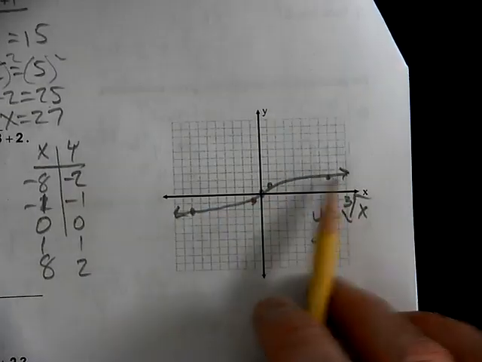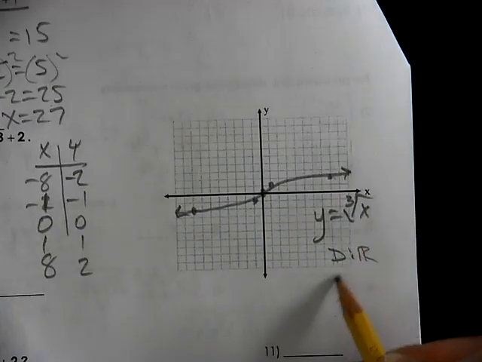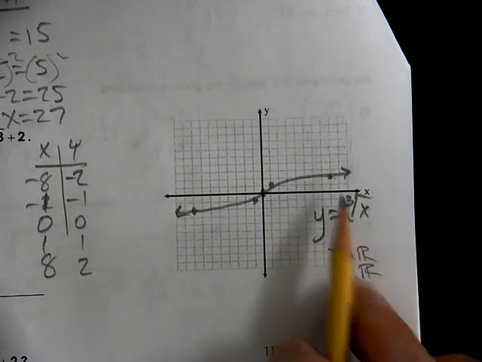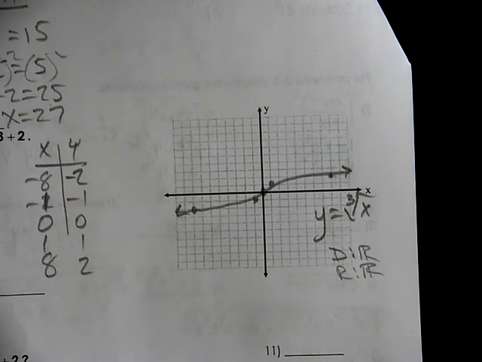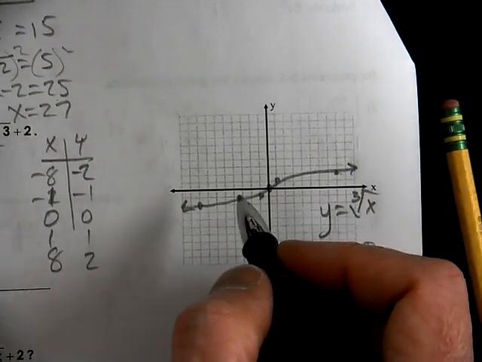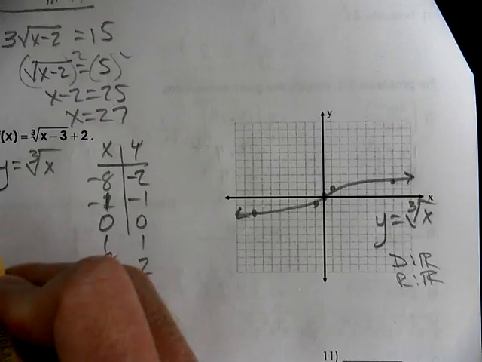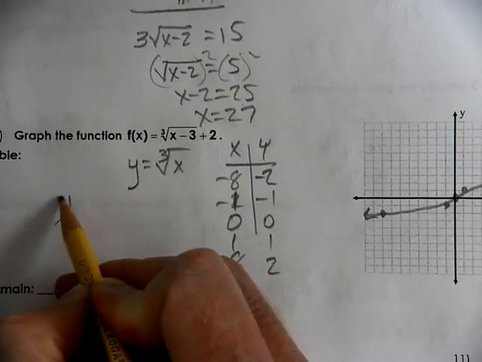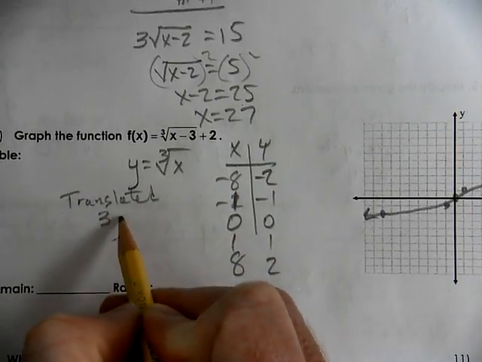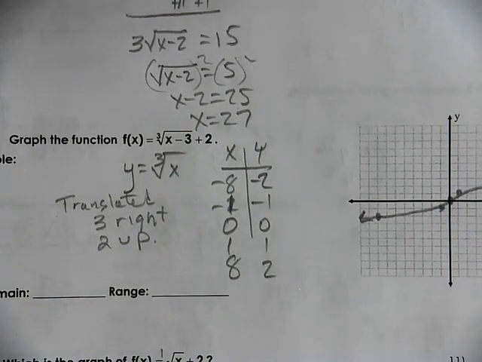That has a domain that goes forever right and left. And that has a range that goes forever up and down. That doesn't change at all. Now what we're going to do to every one of those points, we have the h value is 3. So we're translated 3 right and 2 up. That would be our translation.